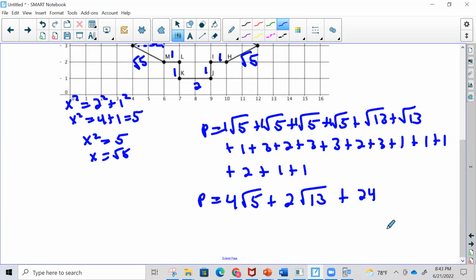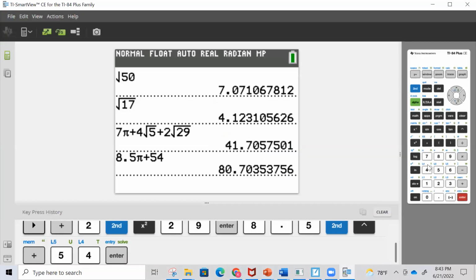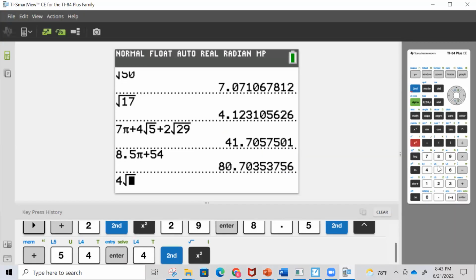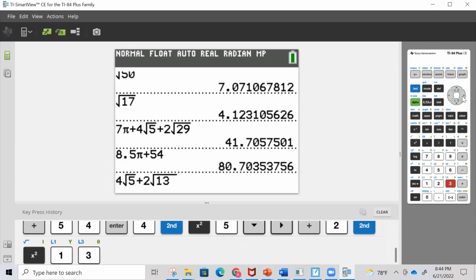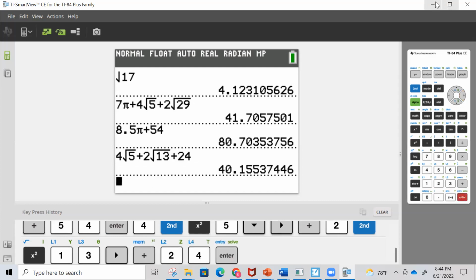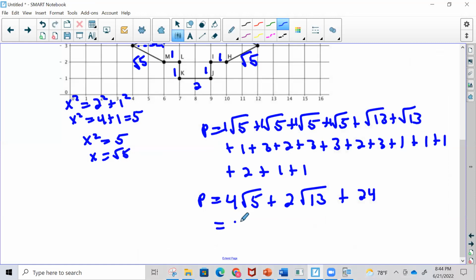And then if you want to make it a decimal, you can type it in and make it a decimal. So again, it would be 4, and then you would hit the square root of 5. Okay, arrow out because it's still under the square root, plus, and then 2, the square root of 13. Okay, and then hit the arrow again to get out of there if you have a TI, and then plus 24. Okay, and so that gives me 40.2 if I do 1 decimal place. Okay, so that's how you do the perimeter.